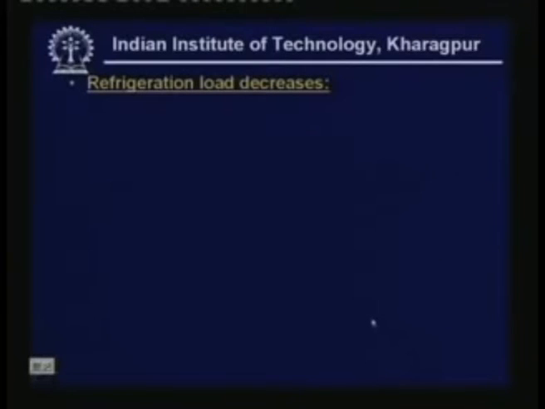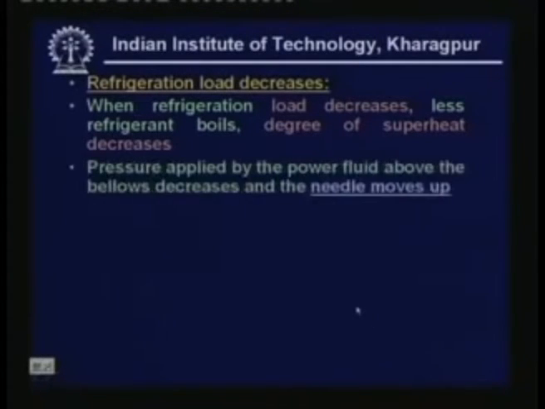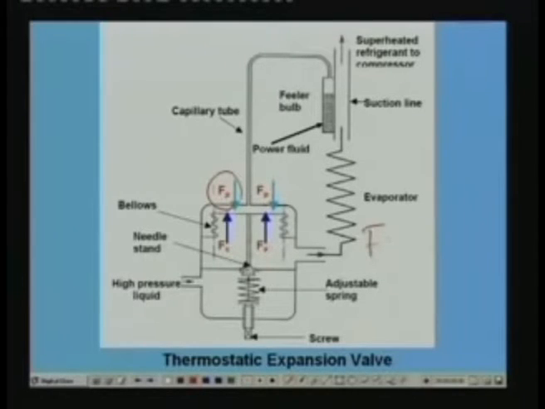Now what happens when the refrigeration load decreases? We know that when the refrigeration load decreases, less refrigerant boils, that means the degree of superheat decreases. Once the degree of superheat decreases, the pressure applied by the power fluid above the bellows decreases. This is because the temperature of the power fluid decreases, so the pressure also decreases. Once the temperature of the power fluid decreases, the needle moves up. This is opposite to what happens when the load increases. This force reduces, which means momentarily Fs plus Fe will be greater than Fp. Once this is greater than Fp, this will move up.